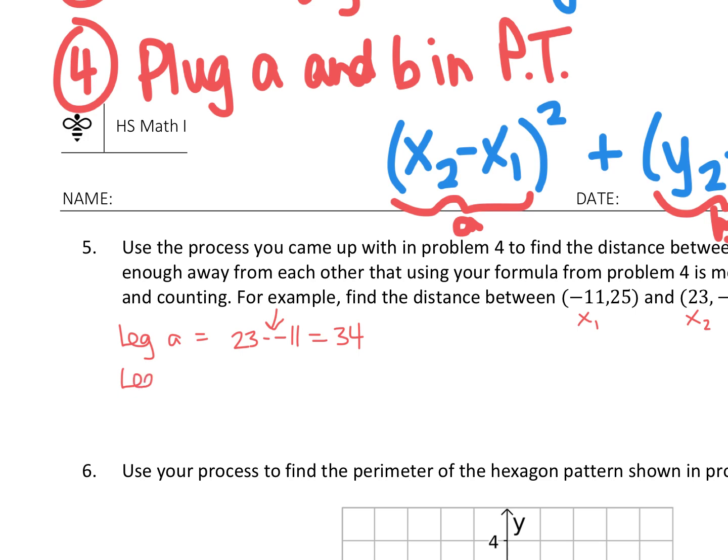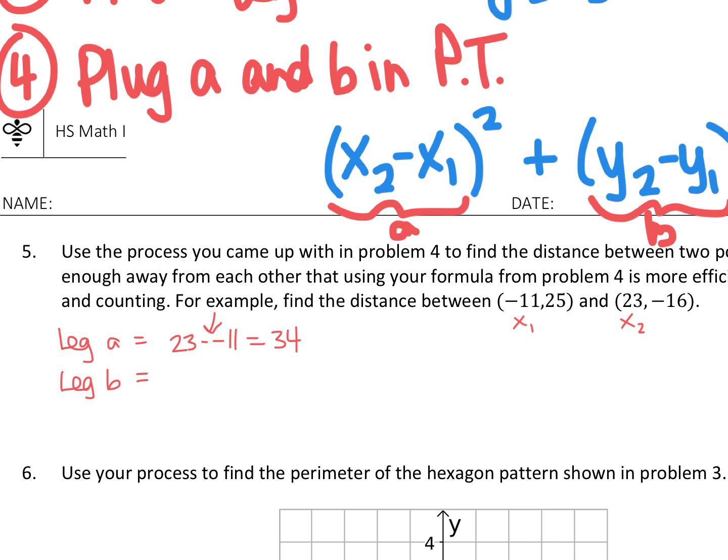And then we'll find leg B. That's going to be the subtraction of our y's. So here I have y1, here I have y2. So I'm going to say negative 16 minus 25. That's going to be negative 41. Okay, and don't be concerned if you get a negative length for a leg. When you square that negative leg, the negative goes away. So you'll see that in a minute.